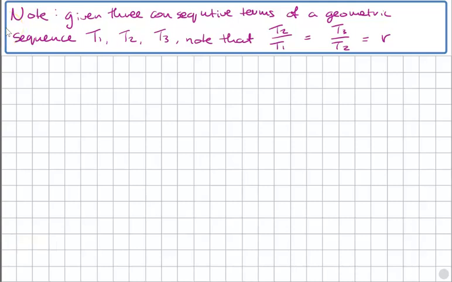Geometric sequences. Note, given three consecutive terms of a geometric sequence, so term 1, term 2, term 3, for example, note that term 2 divided by term 1 is equal to term 3 divided by term 2, which is equal to r, or the common ratio. So this is for any three consecutive terms. It doesn't have to be the first, second, and third. It could be, for example, the 7th, 8th, and 9th, or the 3rd, 4th, and 5th, and so on. It just has to be three consecutive terms.